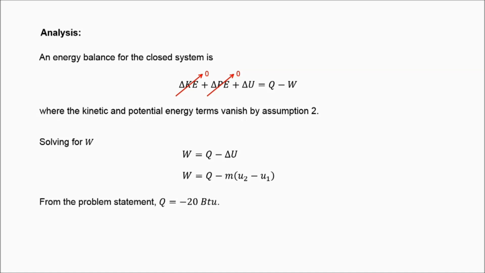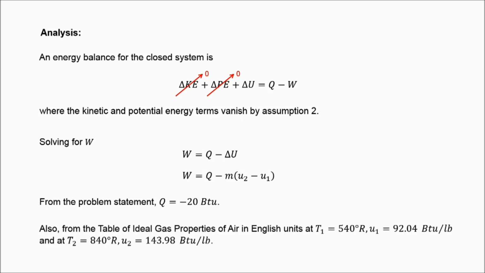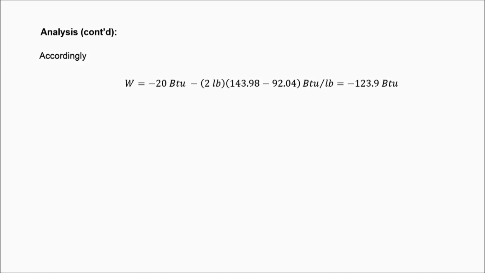From the problem statement, the heat transfer during the process is given as Q equal to minus 20 BTU. Finally, we need to evaluate the internal energy at state 1 and 2. From the table of ideal gas properties of air in English units, we get the following values. At T1 equal to 540 degrees Rankine, U1 is equal to 92.04 BTU per pound, and at T2 equal to 840 degrees Rankine, U2 is equal to 143.98 BTU per pound.